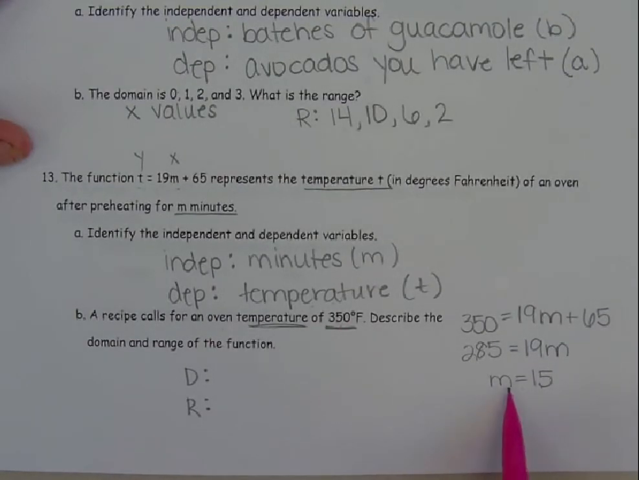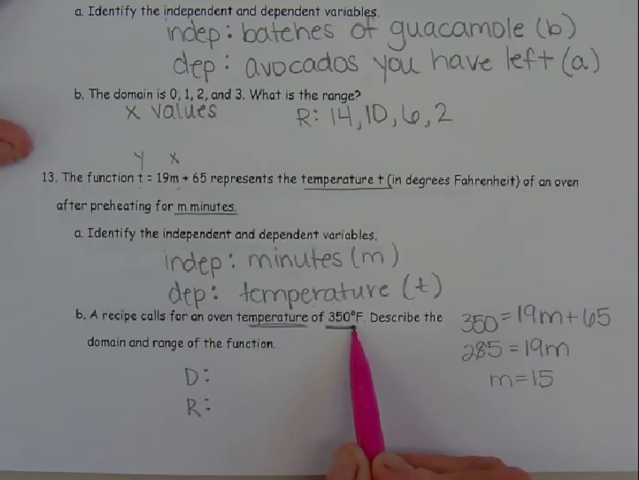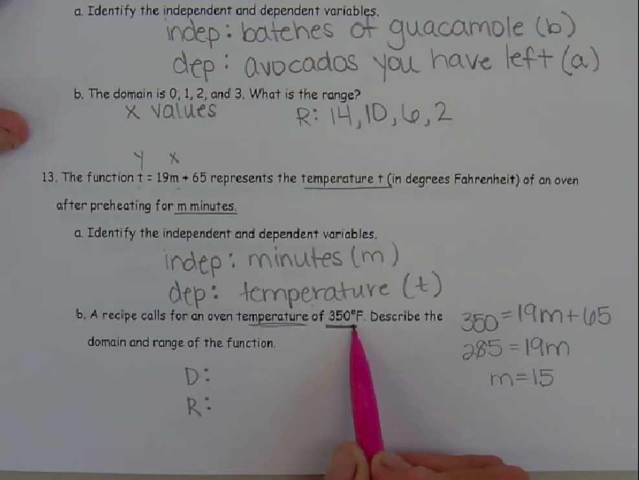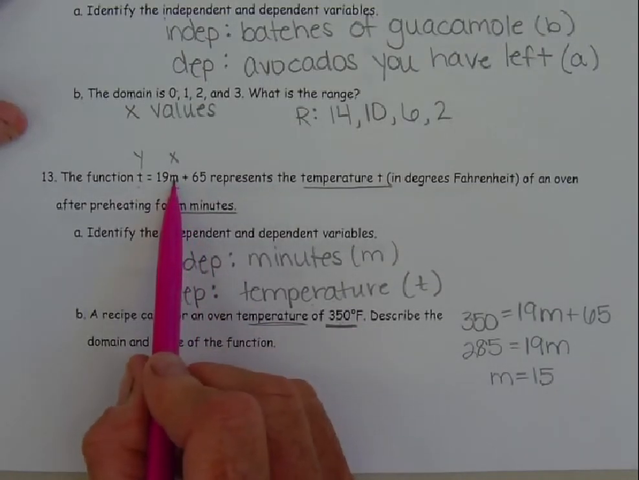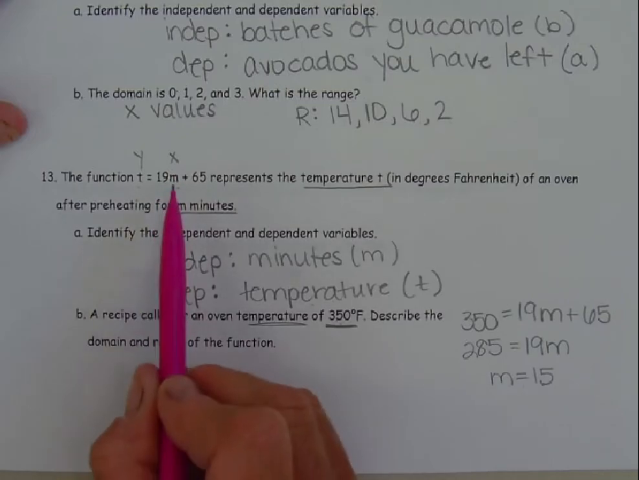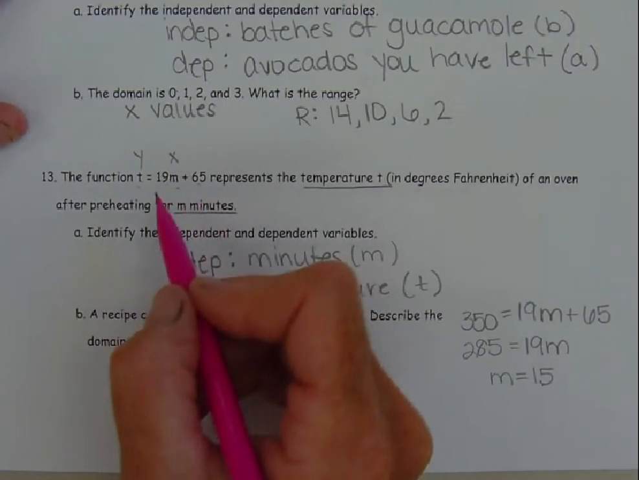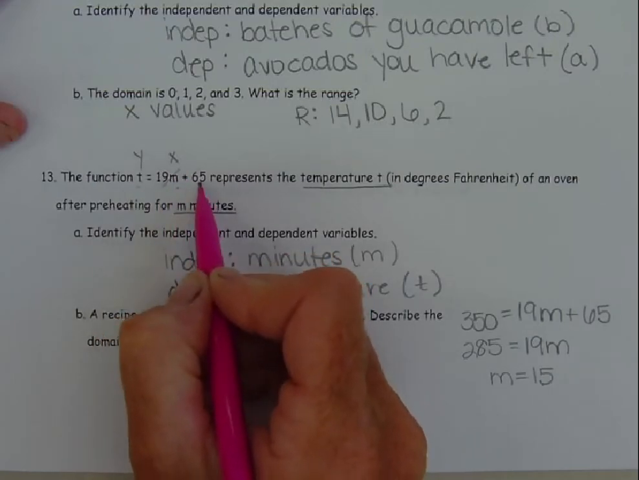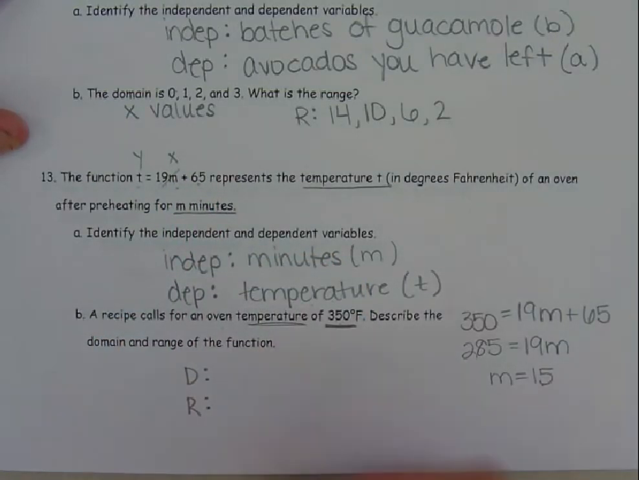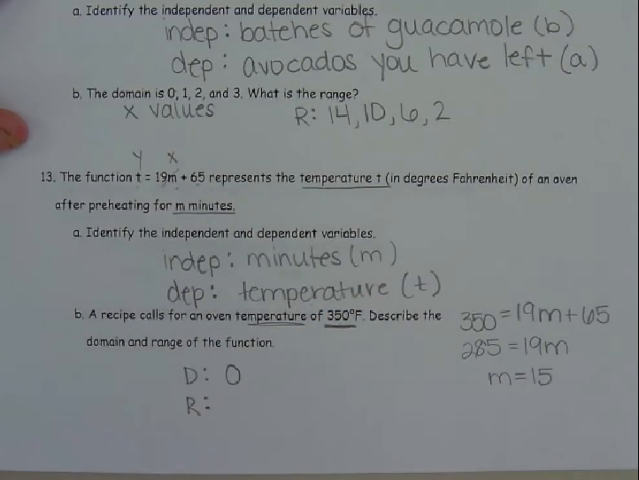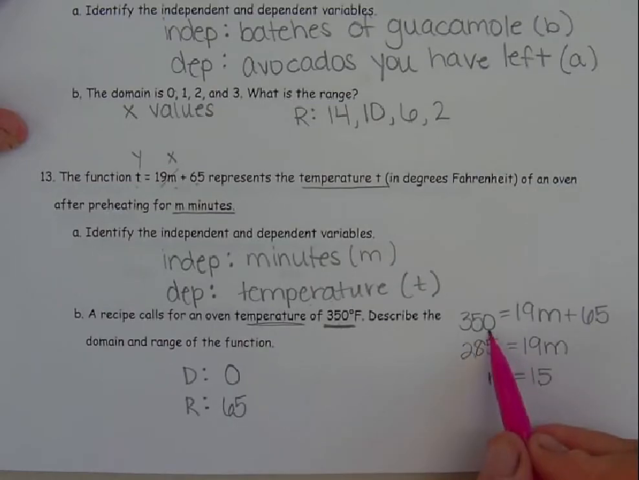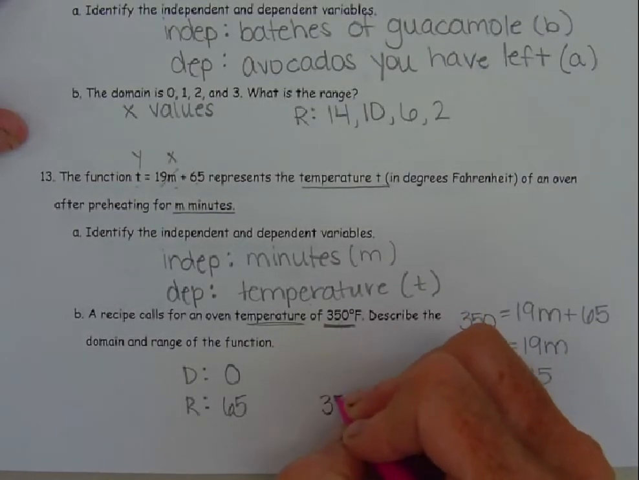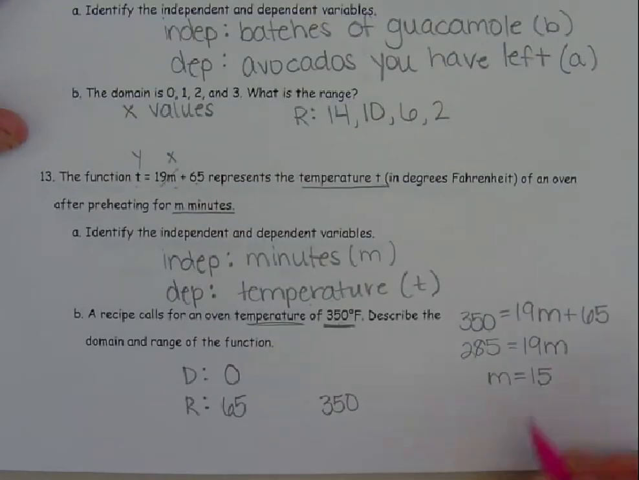So we know that my highest amount of minutes is 15 and my highest amount of degrees is 350. But what if we have not even turned the oven on yet? So what if no minutes have gone by? So if no minutes have gone by, if I plug in 0 here, the oven's temperature would be 65. So if no minutes have occurred, I know that the temperature is 65. From this, I know that 350 degrees is the highest I want to get to, and I know that it takes 15 minutes to get there.